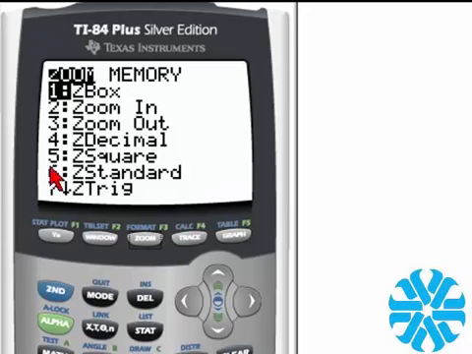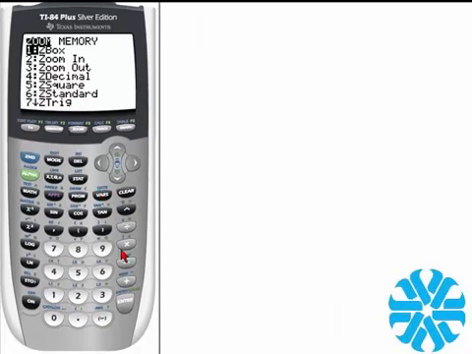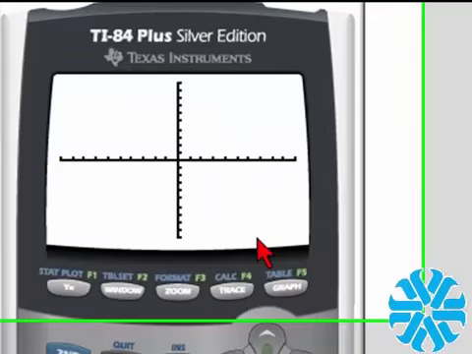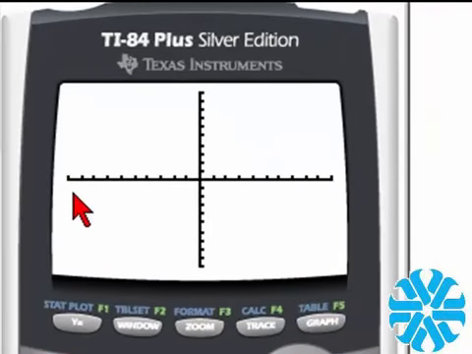So we can either hit number 6, that's the easiest way to enter it, or you can move the cursor down all the way to this line and then select enter. So let's just hit number 6, that's the easiest way to get to the standard viewing window, and here it is shown. And as I mentioned before, the standard viewing window goes from -10 to 10 on the x-axis and -10 to 10 on the y-axis.